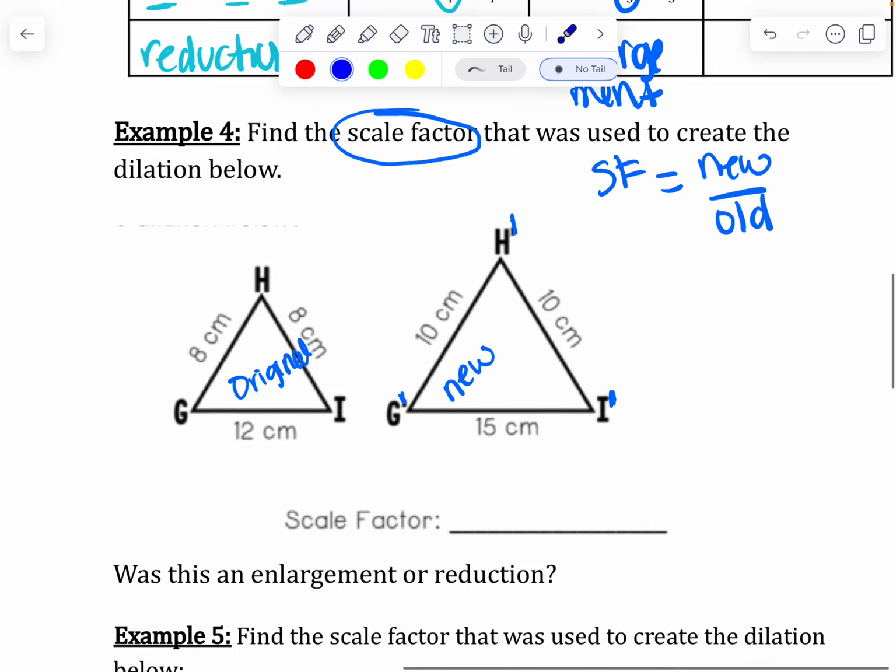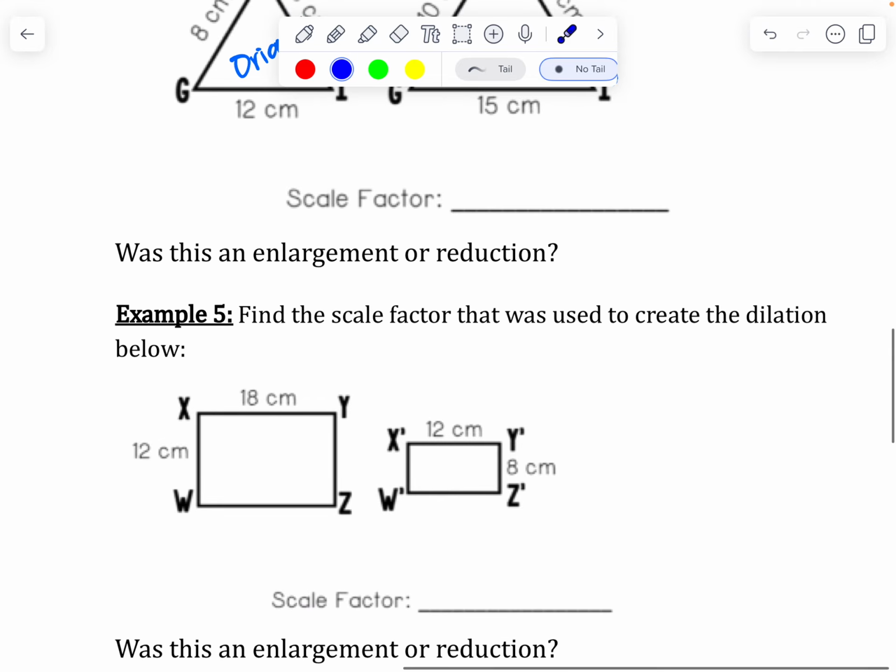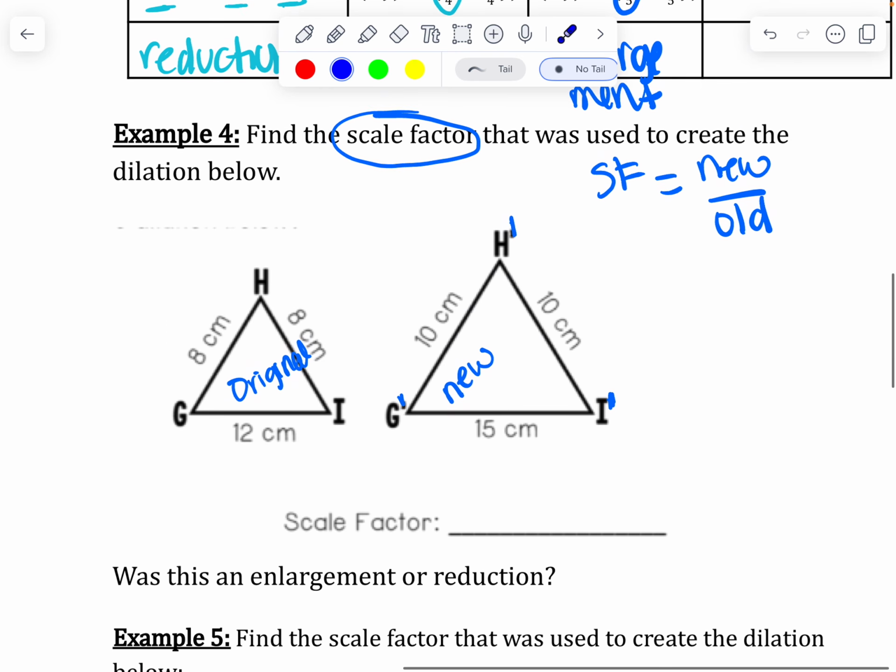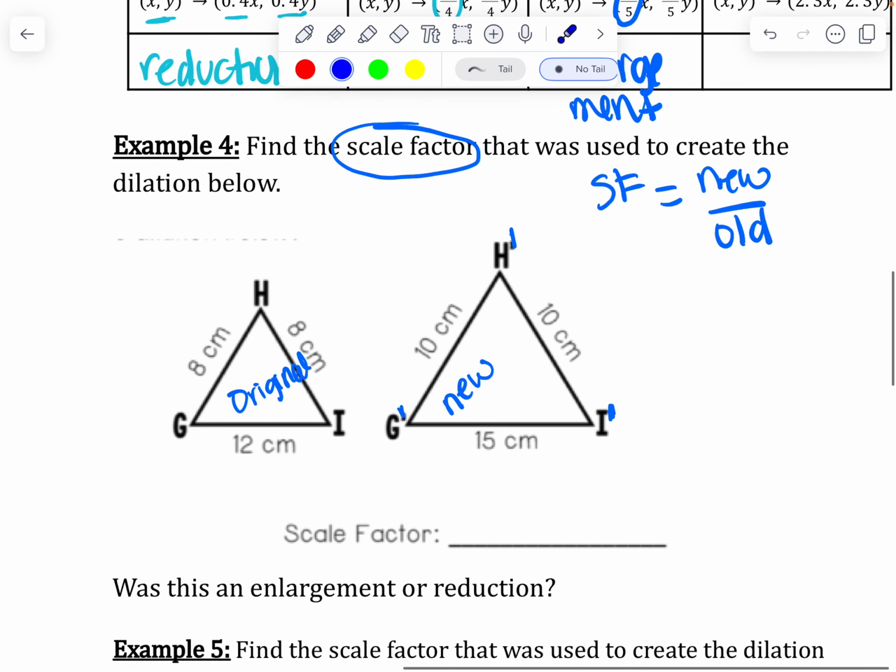So that's a sign. If you look at this picture, notice how this one has the little apostrophes. This is my new image. The picture can get larger or it can get smaller. What you're really looking for is those little apostrophes. Those are called the primes. All right, so I'm going to go back to example 4.